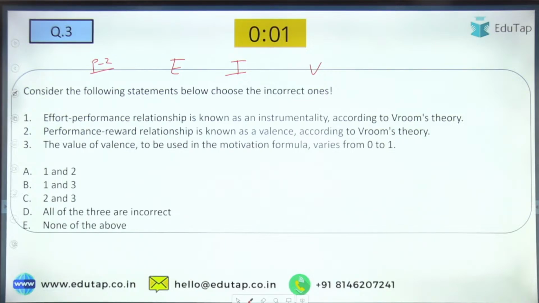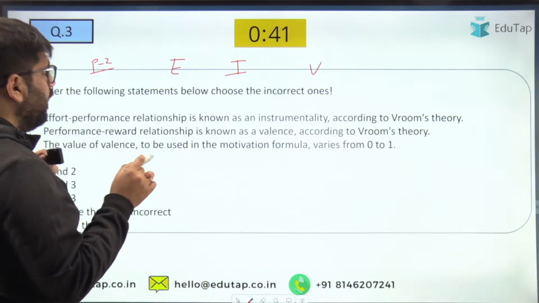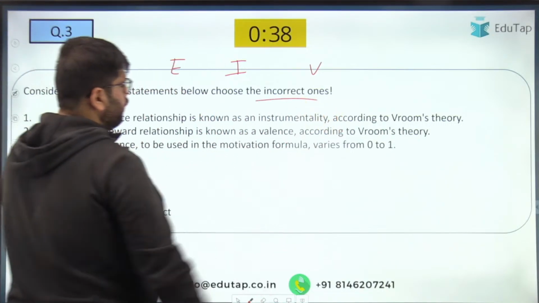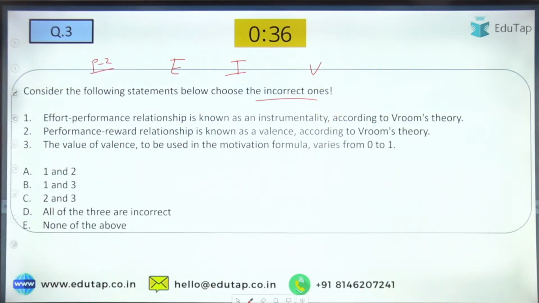Question number 1 says, effort performance relationship is known as instrumentality according to Vroom theory. Performance reward relationship is also known as valency according to Vroom theory. The value of valency to be used in the motivation formula varies from 0 to 1. So which of the following is incorrect one? You have to identify the incorrect one. So, the wrong statement you have to identify.